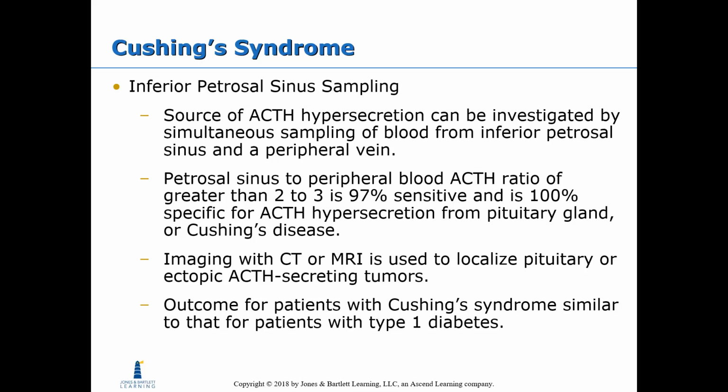Imaging with CT or MRI is used to localize the pituitary or ectopic ACTH secreting tumors. The outcome for the patients with Cushing's syndrome is similar to that for patients with type 1 diabetes.